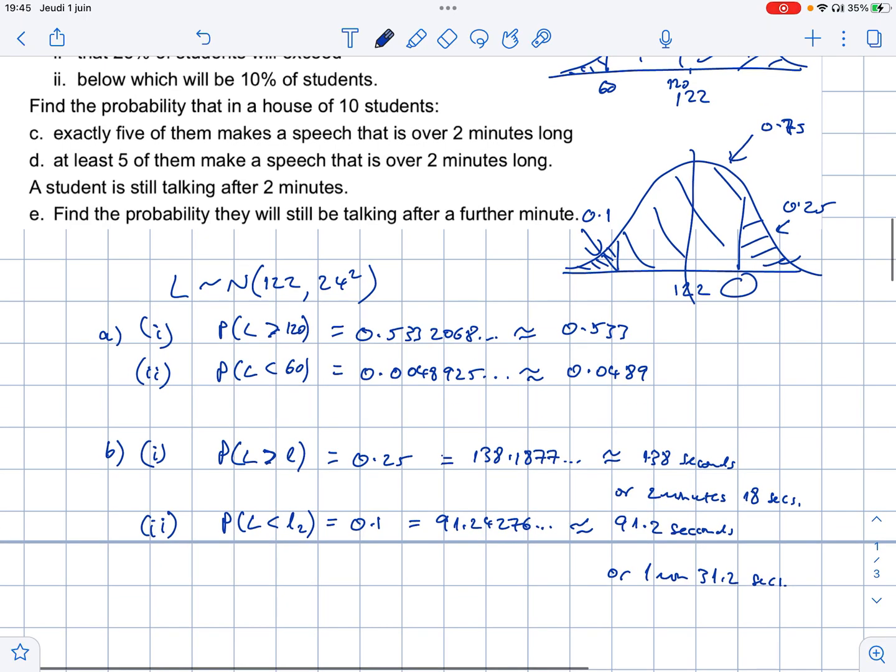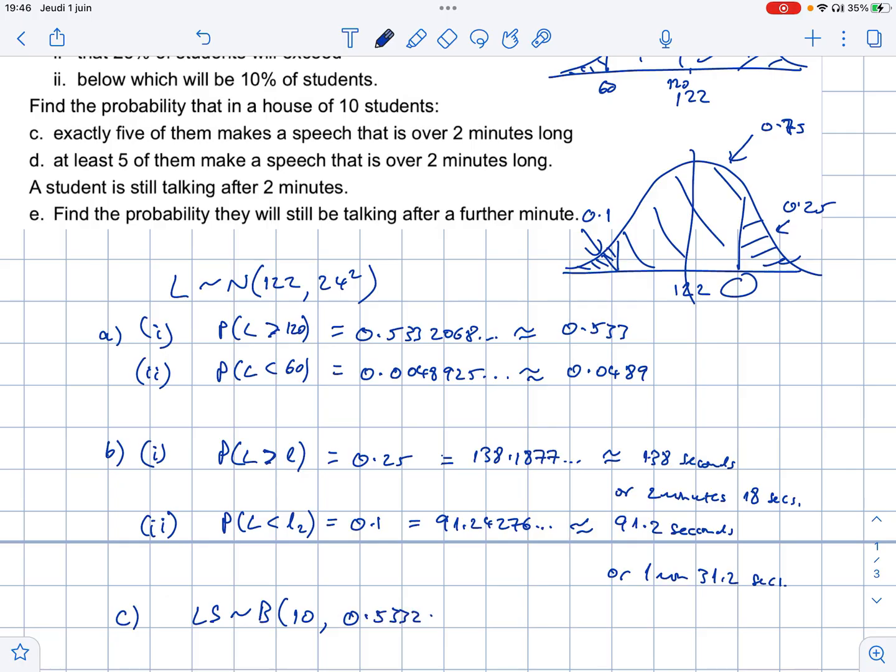Now, find a probability in a house of 10 students. So we've got the houses speaking, and will speak together. Exactly 5 makes a speech over 2 minutes long. Remember, so they're either over 2 minutes long or not over 2 minutes long. This is now, we've got a long speech distributed binomially, where we've got 10 students to check, and the probability of being over 2 minutes is this probability we calculated up here, and I should use the non-rounded version. Can't use rounded versions in there.